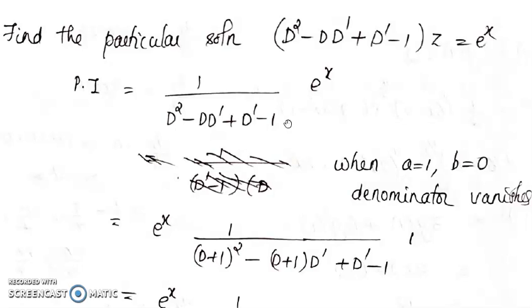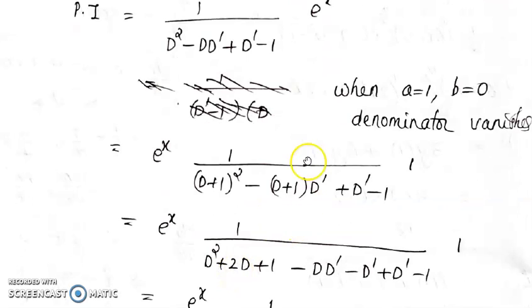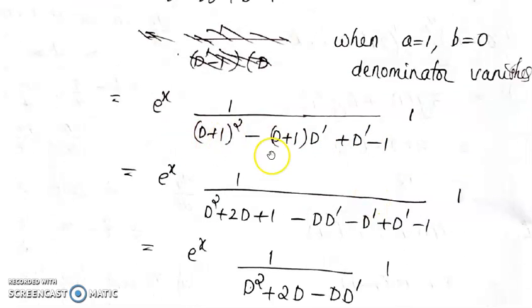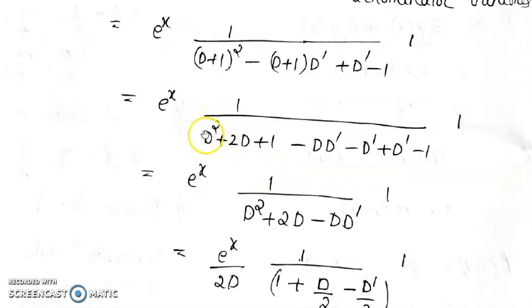So we'll take e raised to ax plus by, 1 by f of D plus a, D dash plus b, of 1. So this is what you are going to get. So e raised to x, replace D by D plus 1. D dash will remain the same. So you will get 1 by (D plus 1) whole square minus (D plus 1) D dash plus D dash minus 1. So on simplifying you will get 1 by D square plus 2D minus DD dash operating on 1.